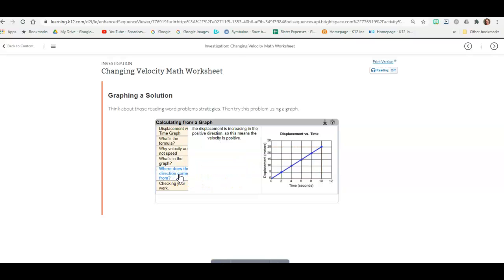Where does the direction come from? You're wondering, how do you get the northeast? The displacement is increasing in the positive direction, so this means the velocity is positive. On a graph, we're only seeing the upper right quadrant, and so these numbers are all positive. If you were to put this on a map, never eat sour watermelon, if you can remember that, that's your directions. It's traveling up and over, that's northeast.